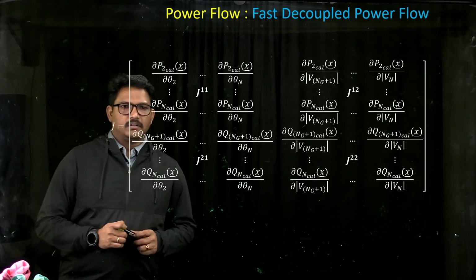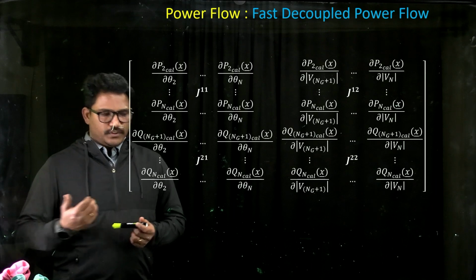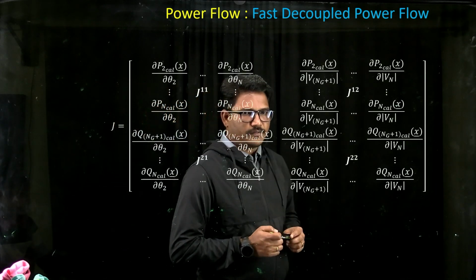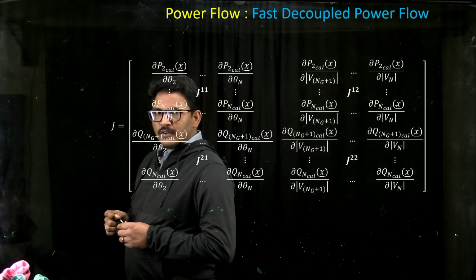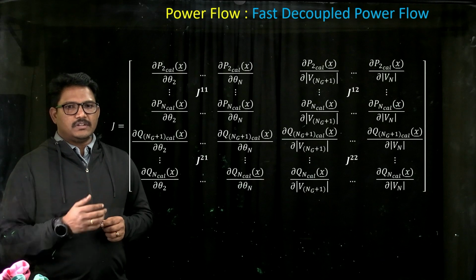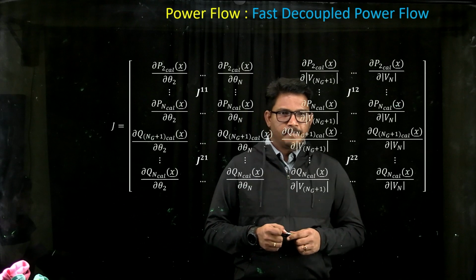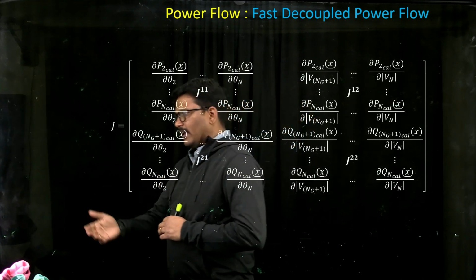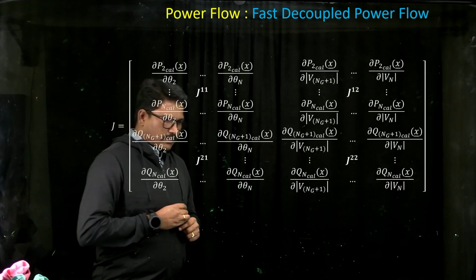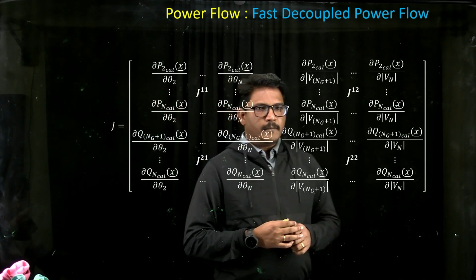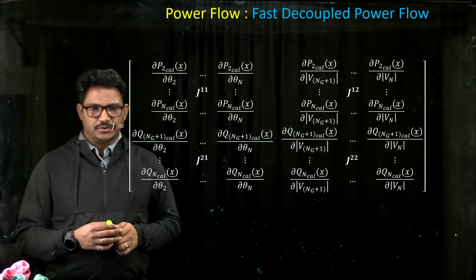Let us discuss the topic of fast decoupled power flow. In the case of Newton-Raphson power flow, the calculation of the Jacobian matrix is highly computationally expensive. So now we make lots of assumptions and approximations in order to simplify this Jacobian matrix and make the computational process of power flow analysis faster. That also compromises on the accuracy of the solution, but it gives you a quicker solution.